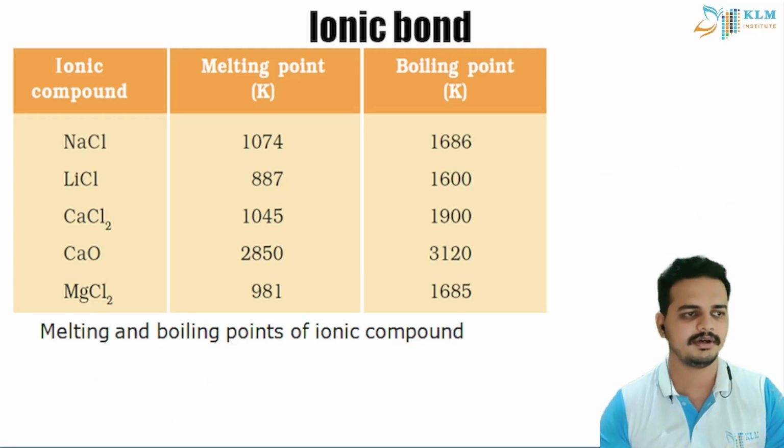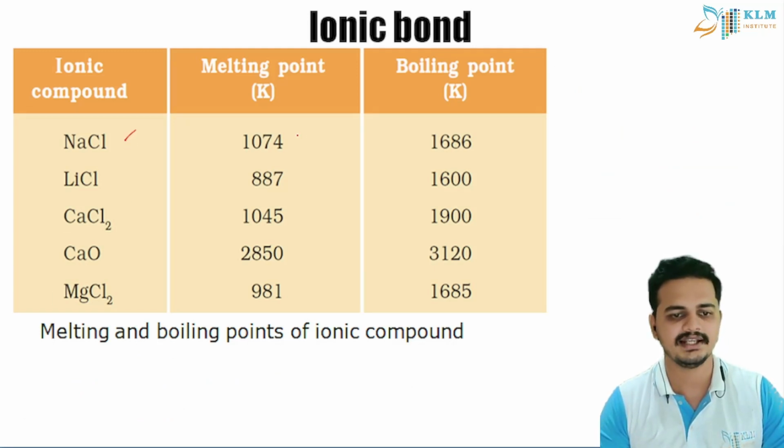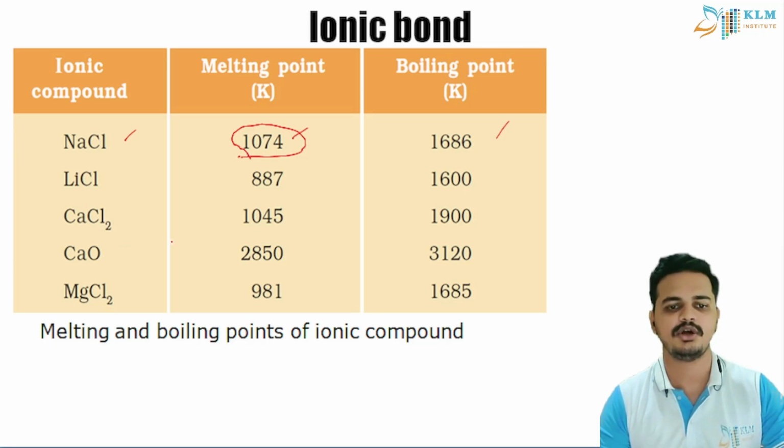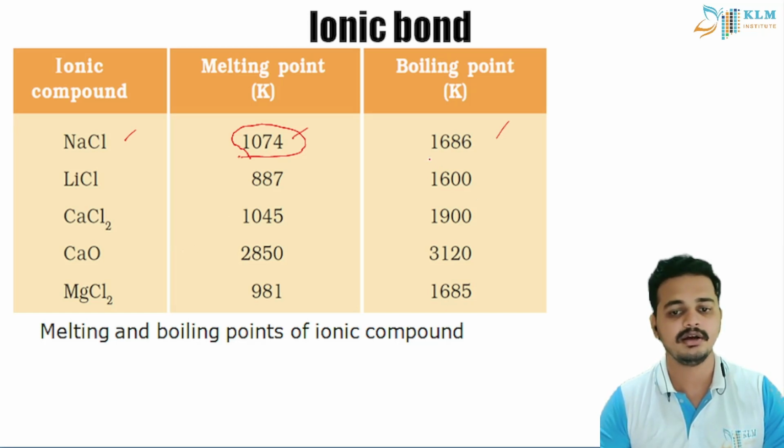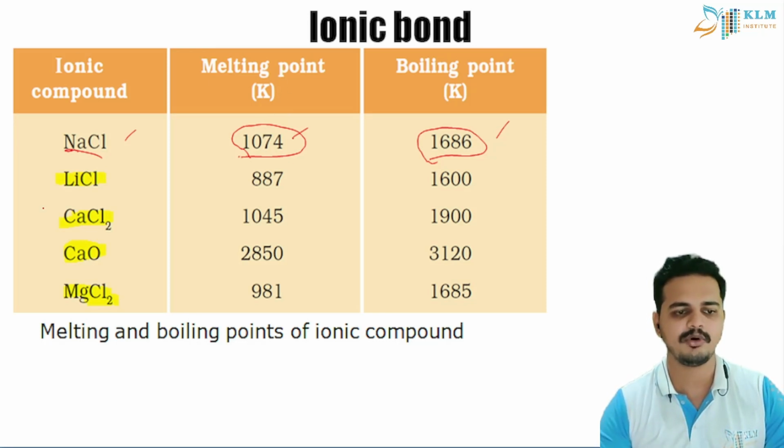Here I have written down the ionic compounds and their melting and boiling points. You can see such a high temperature for NaCl, just our table salt. The melting point is 1074 Kelvin, students. That is really high, and 1686 Kelvin is the boiling point of NaCl. You can see the others here: lithium chloride, calcium oxide, and MgCl2. These all have very high boiling and melting points.